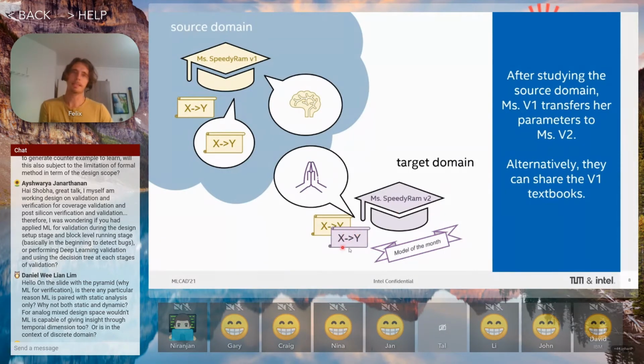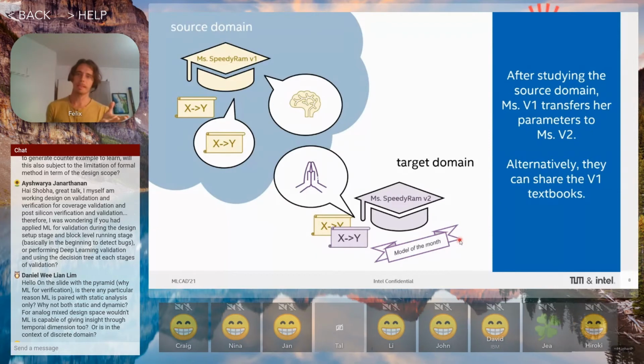Hopefully we'll need less version 2 data to attain sufficient accuracy. Right, and I hope that's clear. Basically, if we share the parameters, that's usually good enough, right?